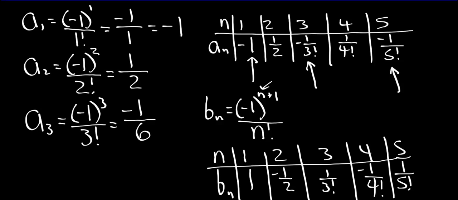So both of these are examples of these alternating sequences, but we can control which terms get the negatives by raising -1 to either n or n plus 1. So this is something you'll see over and over. You'll see these alternating situations where it goes positive, negative, or negative, positive, and so forth. So this is something we need to be aware of.